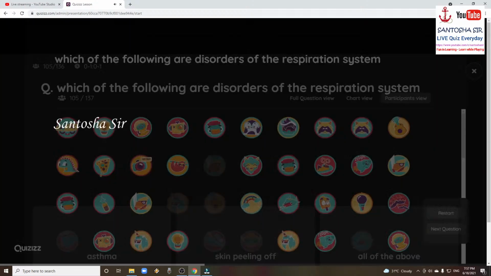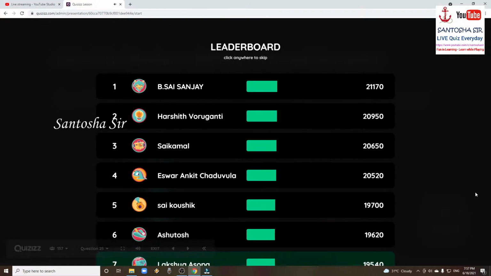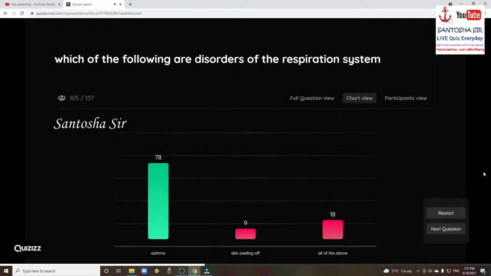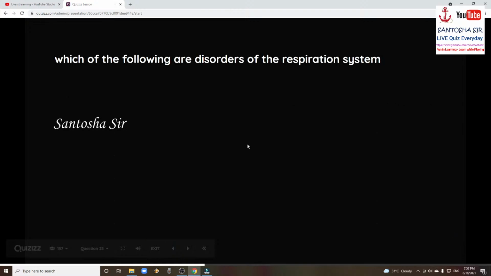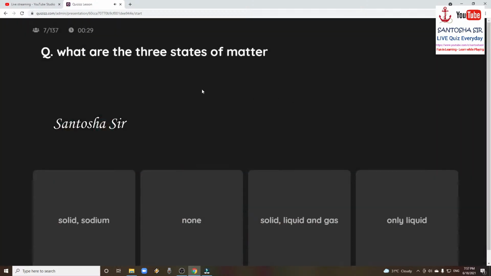There ends the time. 105 answered it again. Seventh position is replaced. 78 members made their choice correctly. 26th question, here comes. What are the three states of matter?